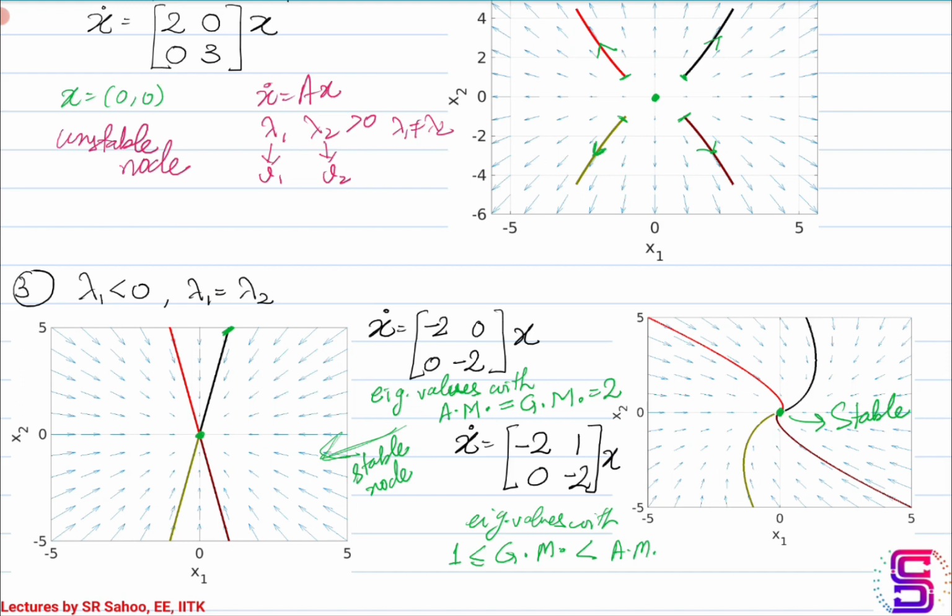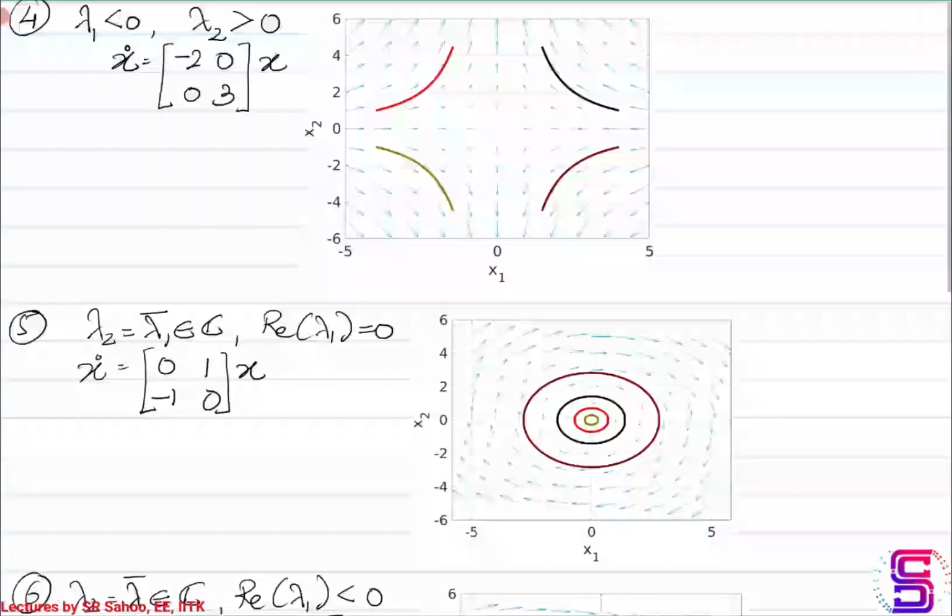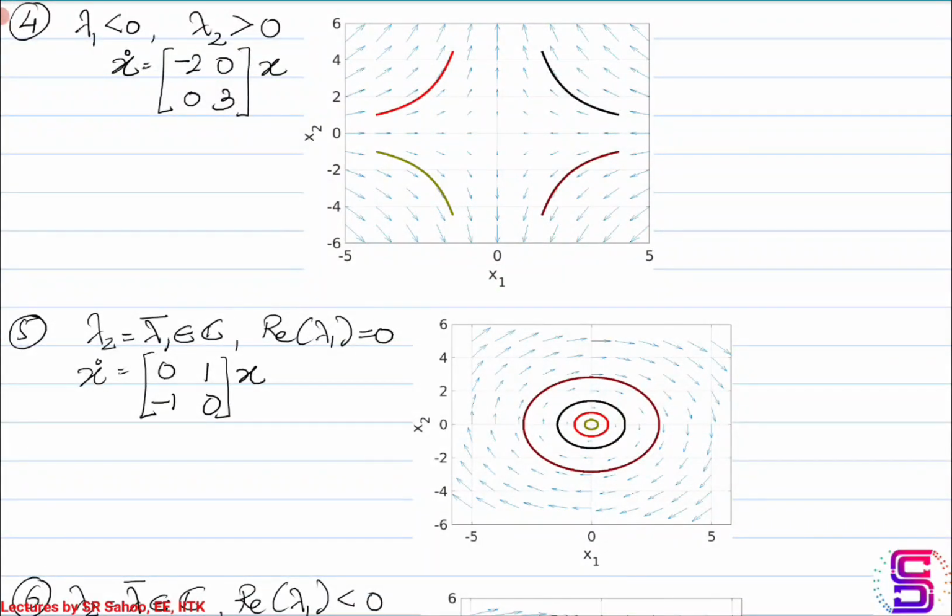The next case is when one of the eigenvalues is negative and one of the eigenvalues is positive. In this particular case, the first eigenvalue is negative, which is -2, and the second eigenvalue is positive, which is +3. So what is the equilibrium point again? The equilibrium point is 0 0. So x equal to 0 0 is the equilibrium point.